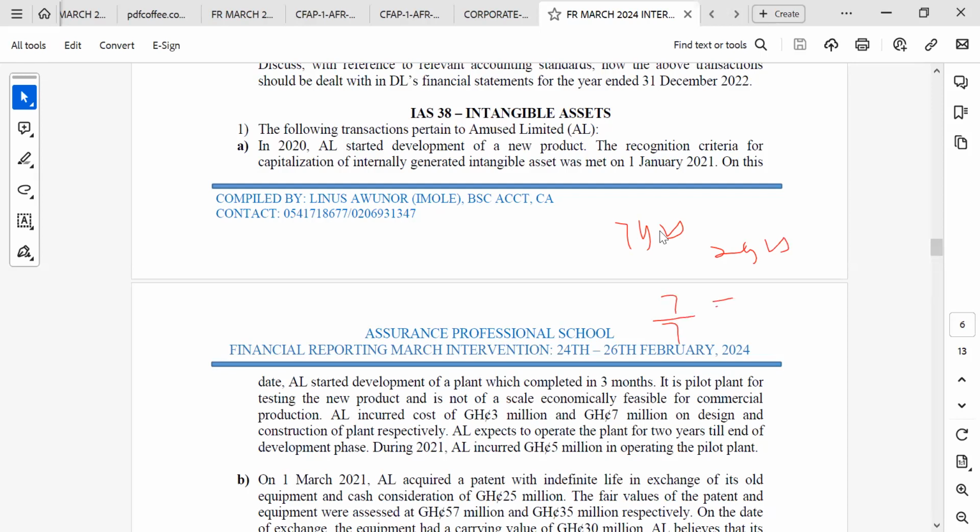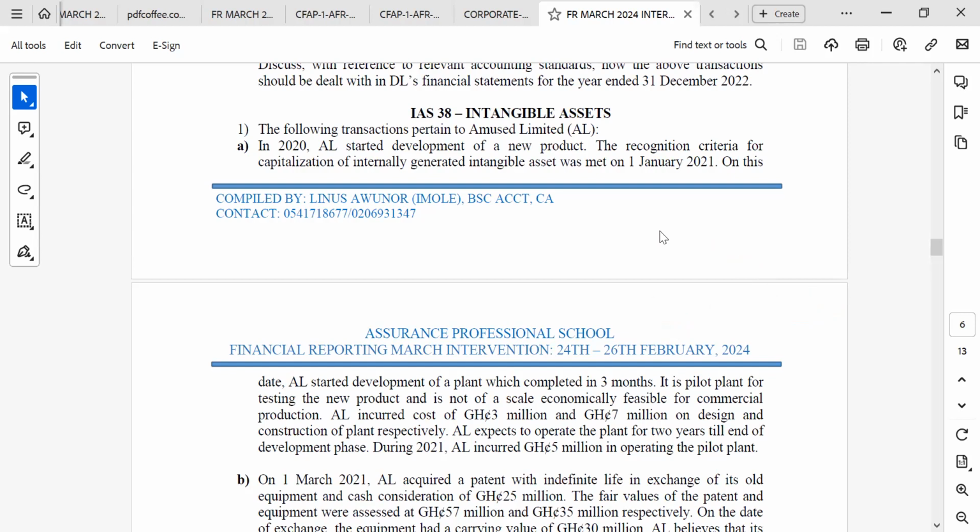each year, which will be 1 million. Then you will now capitalize only what? 2 million, because you are going to use it on a product for 2 years, and the remaining 5 years will be used elsewhere. But they say that the machine or the plant is not of a scale feasible for commercial production. It means that after the development is completed, the machine will become useless. It cannot be used elsewhere.